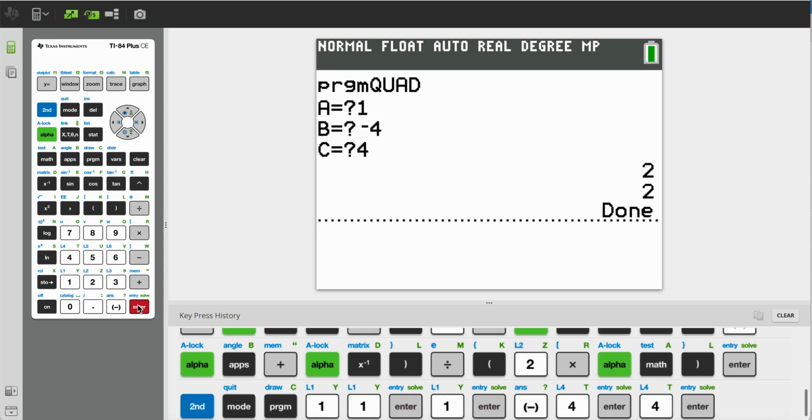And you can now use this to solve any equation of the form ax squared plus bx plus c equals 0. Just make sure you have it arranged that way before you get started. Good luck. The program will stay in there unless you happen to reset your calculator. It's always there for your convenience. Good luck. Bye.